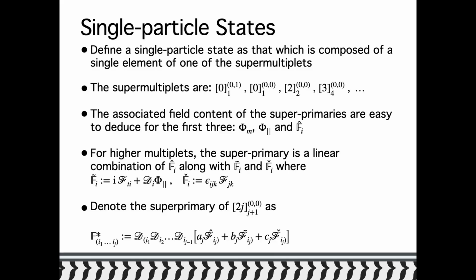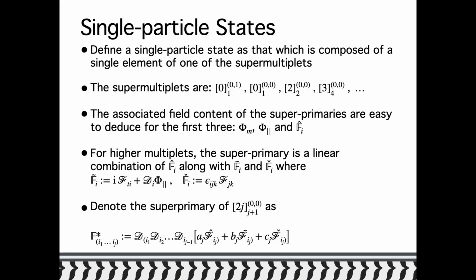So as I said, the associated field content of these superprimaries are easy to deduce. For the first three that I've written here, they're very easy to deduce. So it's just phi m for the first one, phi parallel for the second one, and a particular combination of this orthogonal covariant derivative acting on phi parallel, and the field strength for the third one. Okay, so for those three, it's already known. Actually, I should have put a citation here, I think, to Drukker, Cooke, and Dekel. I think they understood this, at least at weak coupling.